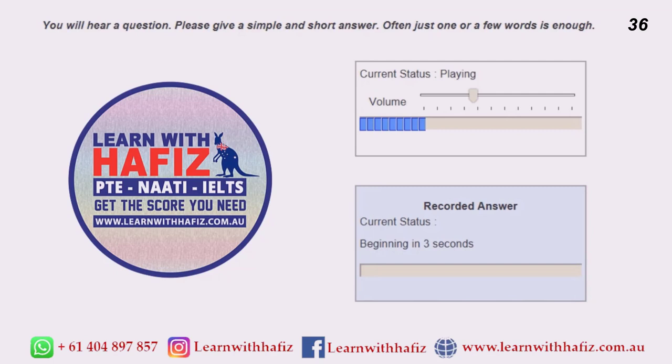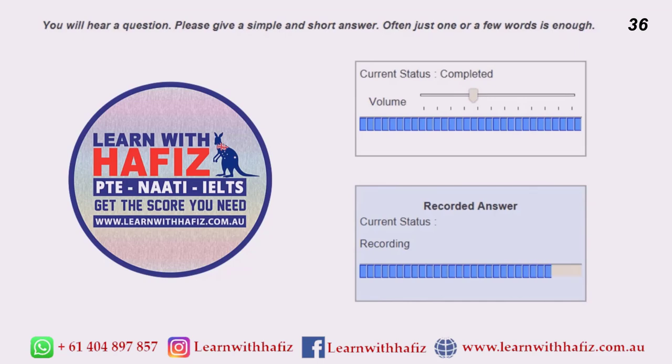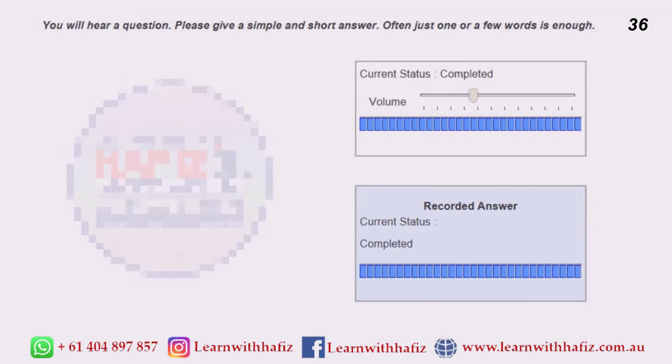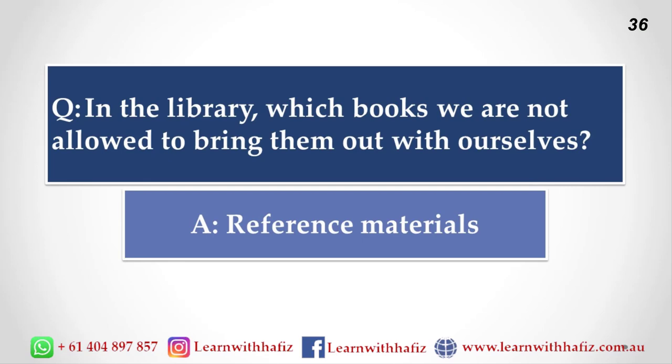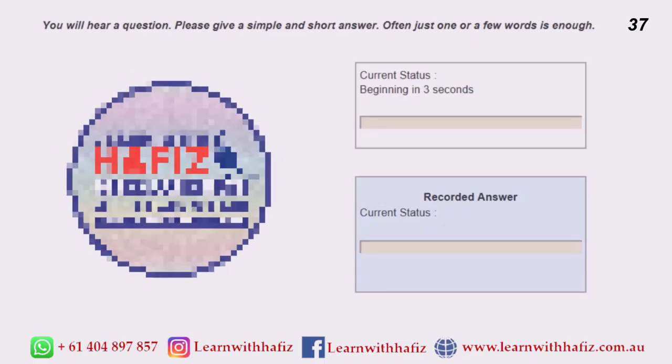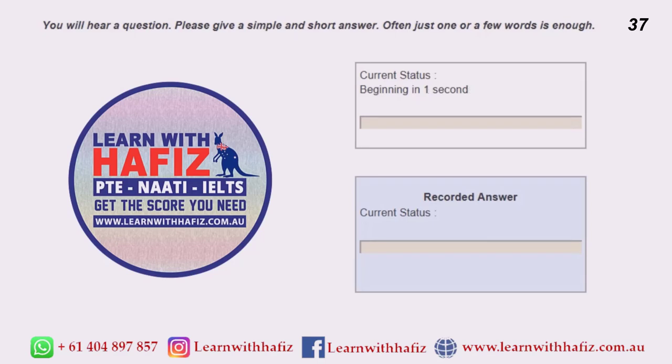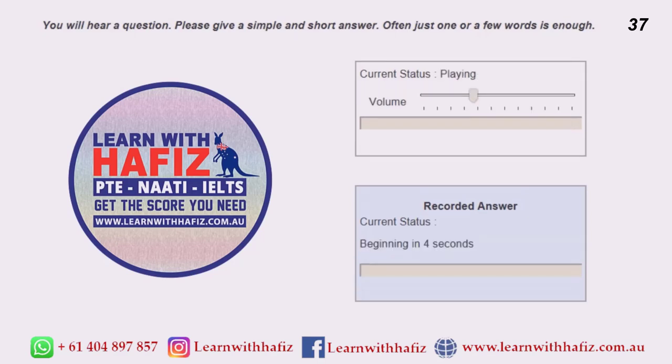In the library, which books we are not allowed to bring them out with ourselves? Correct answer is. What kind of book is written by a person about his or her own life?